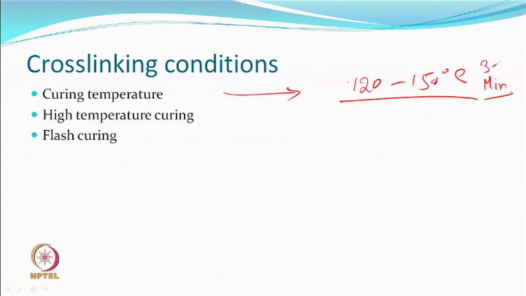So, you may have 3 to 5 minutes as a time. So, the people thought if we have this, therefore, it has to be a batch process, then nothing else can be done, and it will be more and more unattractive. So, people also have what we call as a high temperature curing. High temperature curing means that you can go beyond 200 degrees centigrade.